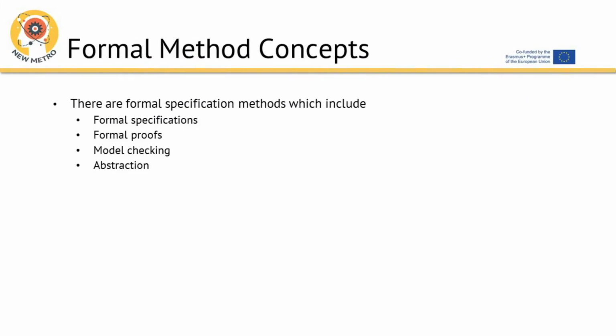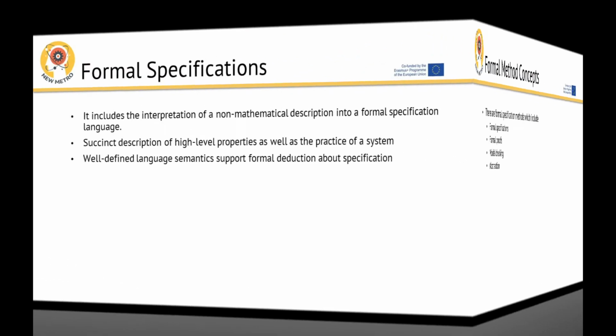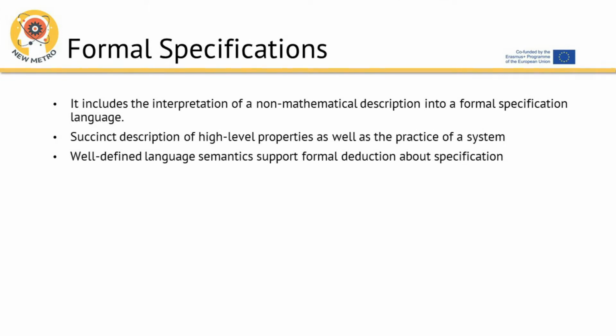Formal method concepts. There are formal specification methods which include formal specifications, formal proofs, model checking, abstraction. Formal specifications. It includes the interpretation of a non-mathematical description into a formal specification language. Succinct description of high-level properties as well as the practice of a system. Well-defined language semantics support formal deduction about specification.